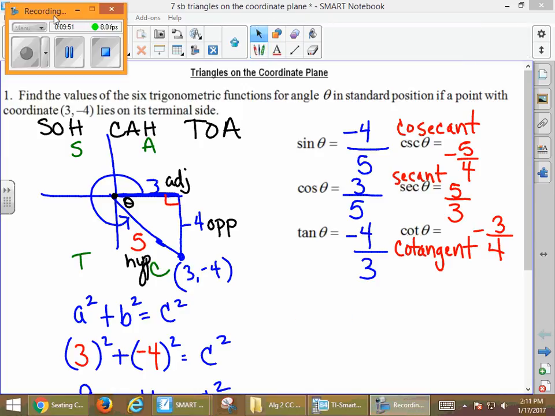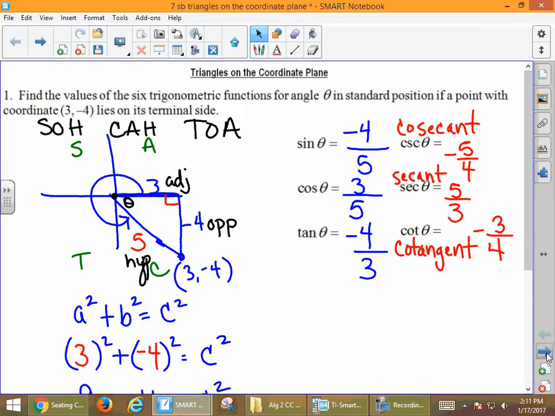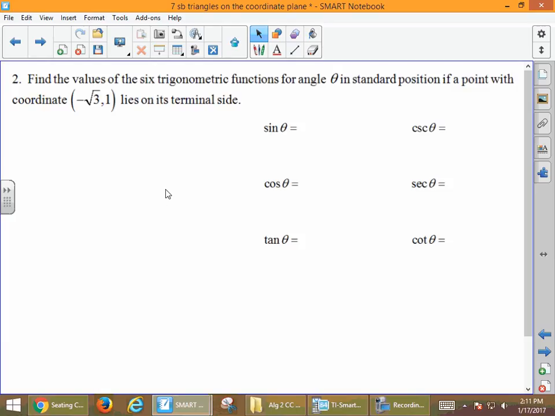Find the values of the 6 trigonometric functions for angle theta in standard position if a point with the coordinate negative the square root of 3, comma 1 lies on its terminal side. So let's draw a picture again. But the first thing to look at here essentially is what quadrant is negative the square root of 3, comma 1 in?